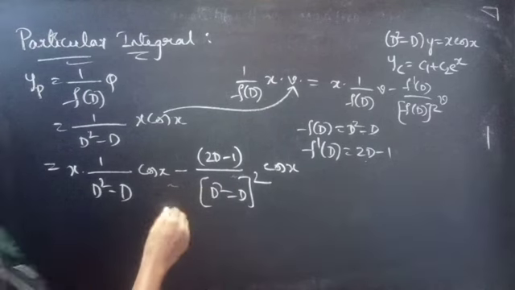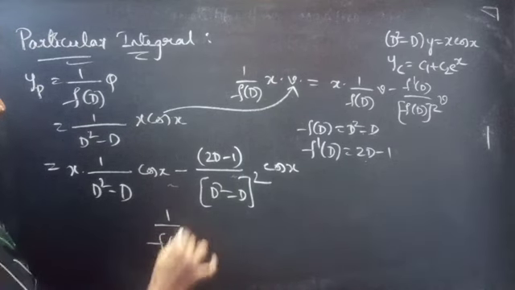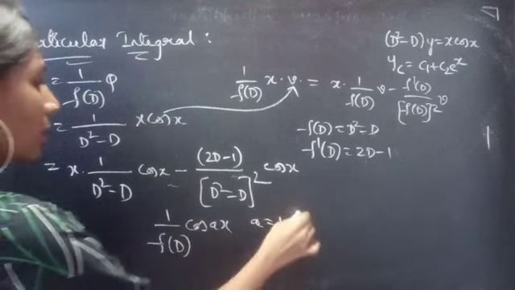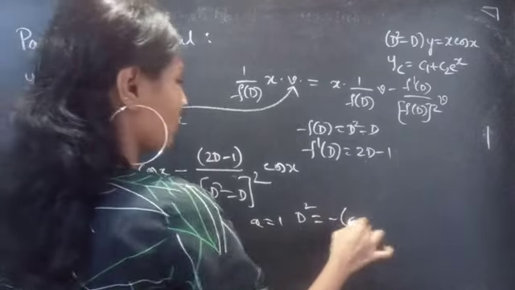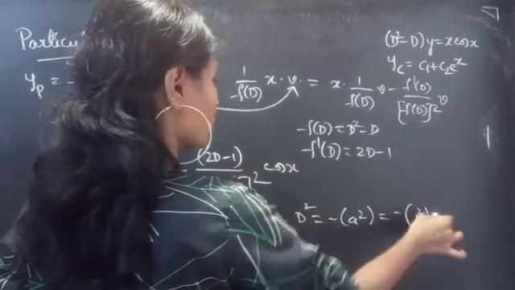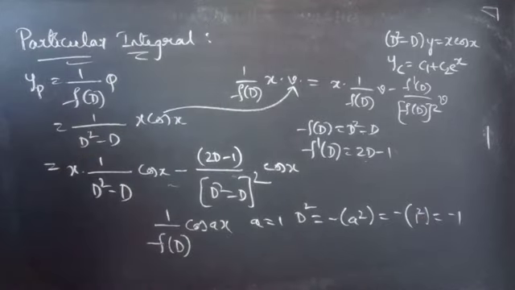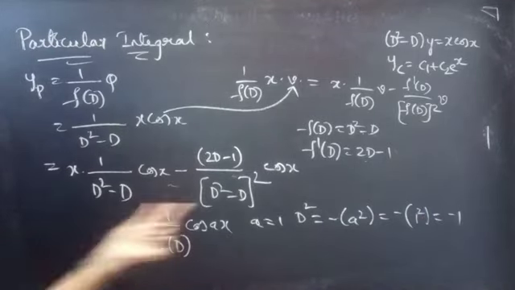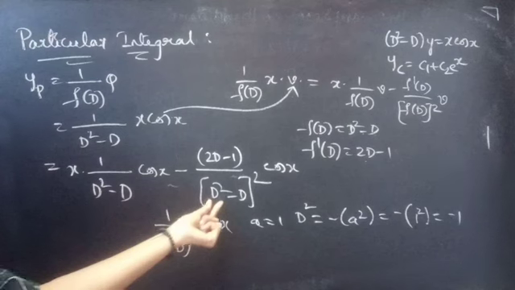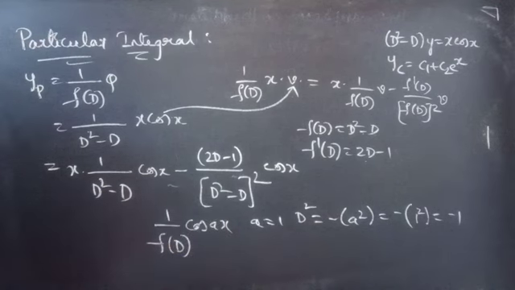So this is of the form 1 by f of d into some cos ax. Then for a equals 1, we'll find d square, which is given by minus a square. For a equals 1, we'll get minus 1 square, equals minus 1. If we replace d square by minus 1, the denominator becomes non-zero, right? Always the denominator must be non-zero. Okay, we have to keep that in mind. Now let's replace d square by minus 1 in both the terms.